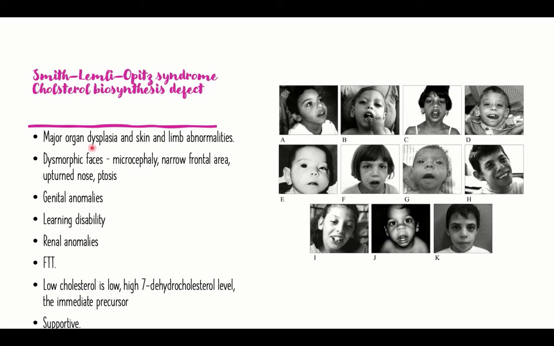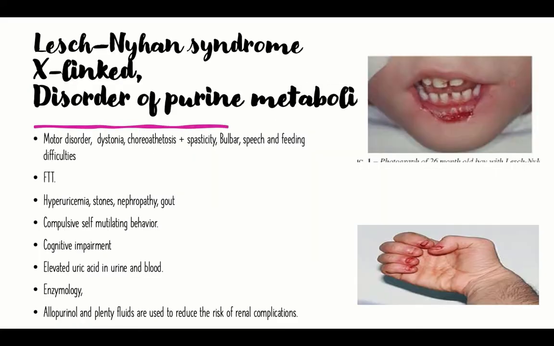Logically, we will have brain dysplasia due to this cholesterol biosynthetic defect, and renal anomalies. Logically, we have failure of growth, and cholesterol level will be low due to this biosynthetic defect, with accumulation of its precursor, which is 7-dehydrocholesterol. Treatment is supportive; there is no specific treatment. This is an autosomal recessive condition that has a dramatic course, and this usually occurs early in life.